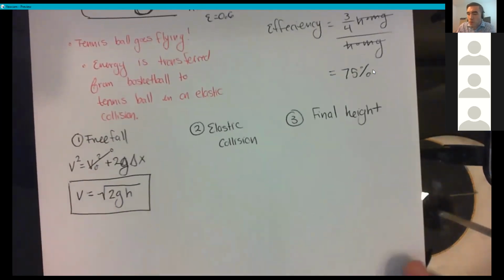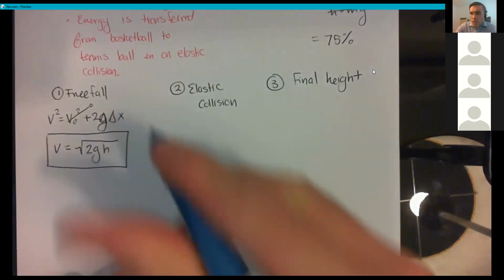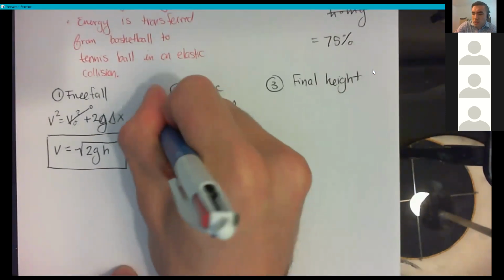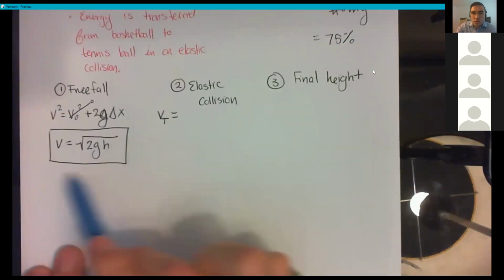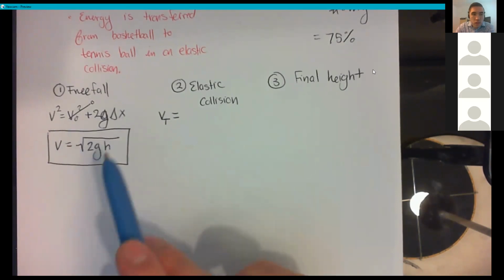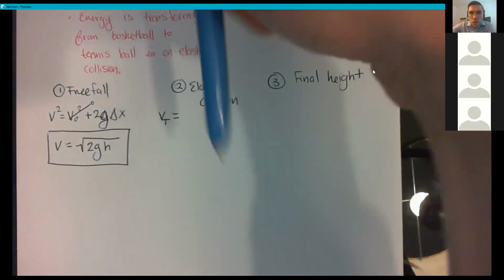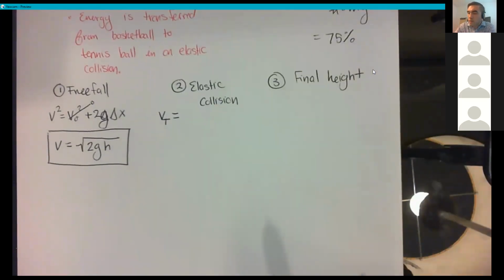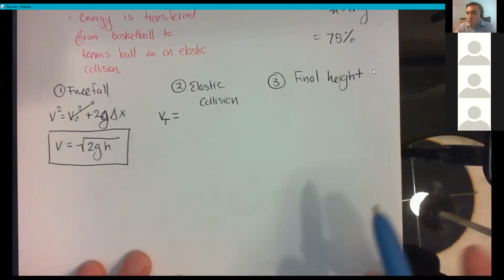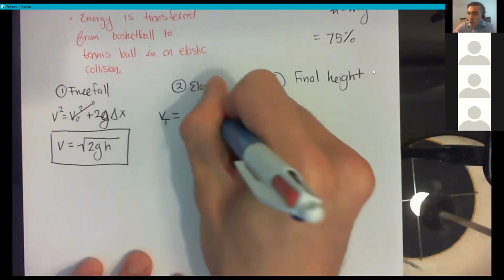So now the second part, we need to do the math for the elastic collision, right? And so what is the velocity of the tennis ball? Velocity of the tennis ball. This is going to be equal to just this, right? And we're going to have to be careful with signs here. So when I set this up, I said gravity is positive, which means the downwards direction is positive. So at the moment of collision, the velocity of the tennis ball needs to be positive because it's moving downwards. So this is going to be equal to just the square root of 2gh.